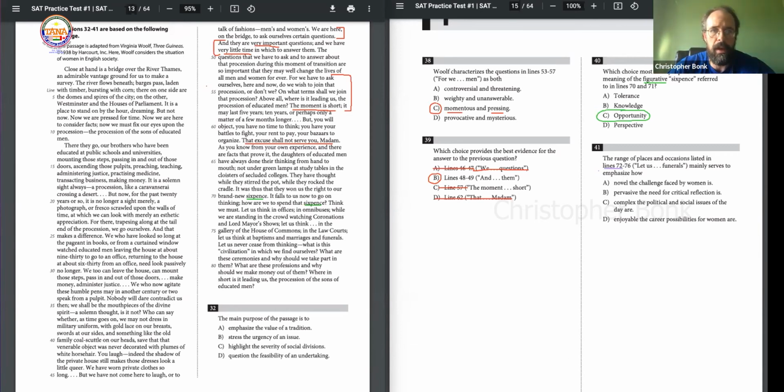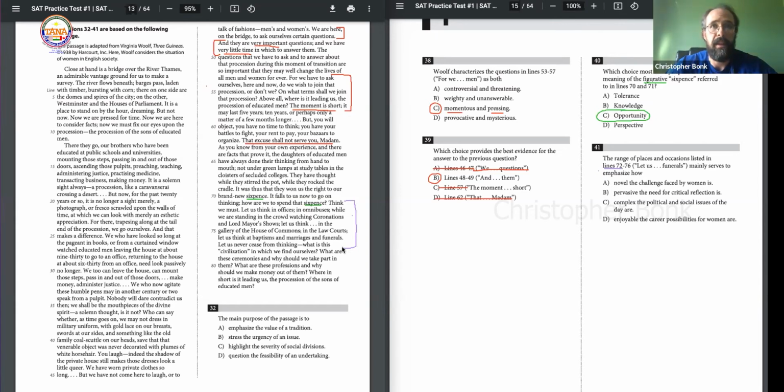So we go through these lines right here. Think we must. Let us think in offices and omnibuses while we are standing in the crowd watching coronations and Lord Mayor shows. Let us think in the gallery of the House of Commons and the law courts. Let us think at baptisms and marriages and funerals. Let us never cease from thinking. So with that, a lot of things are brought up. There's a listing of a bunch of different things, but beyond that list, is there any primary point, even like, is there any primary idea or word that's constantly brought up in that list? Any ideas there? Just like a word or idea that's repeated over and over.